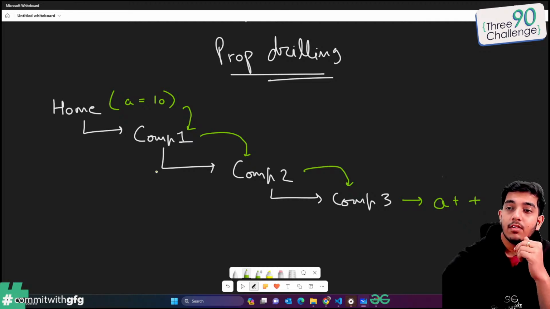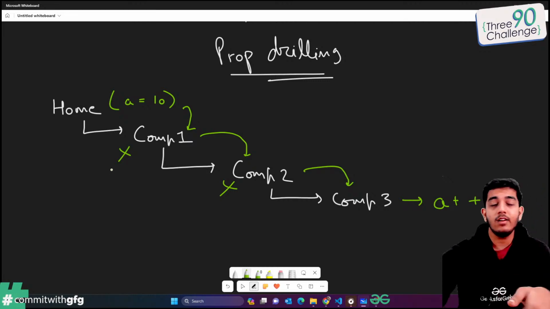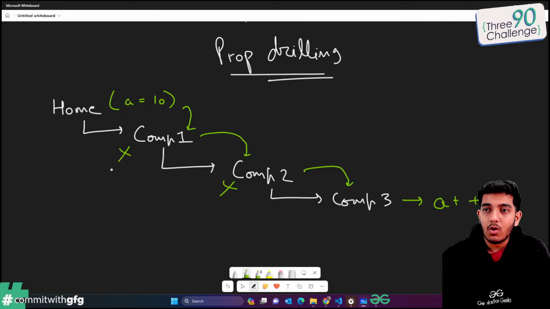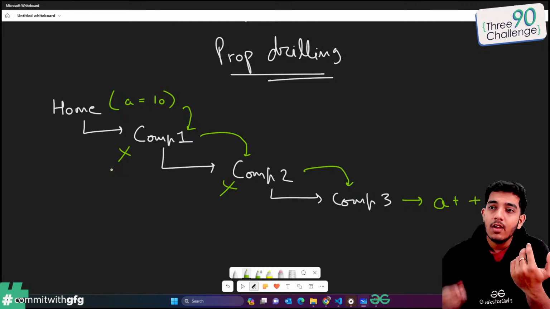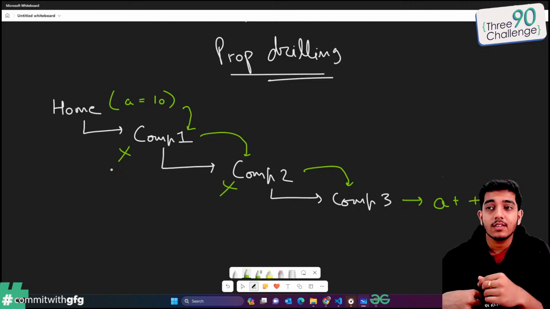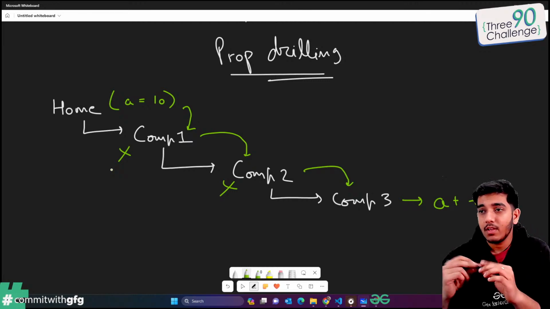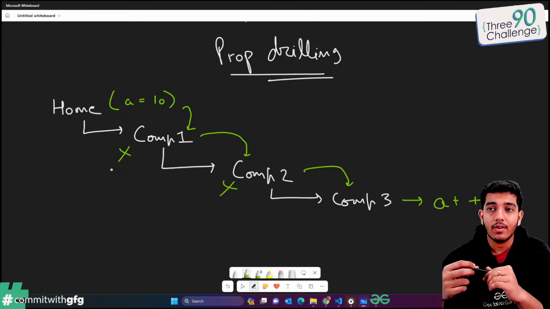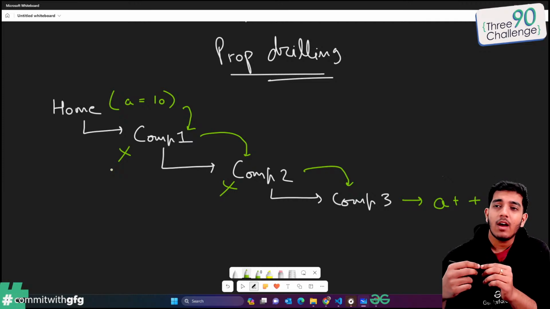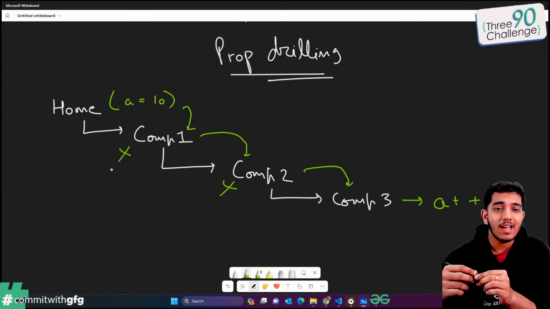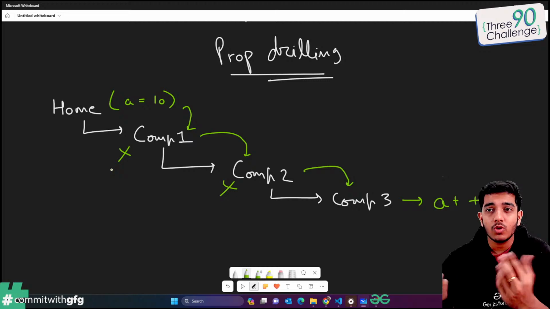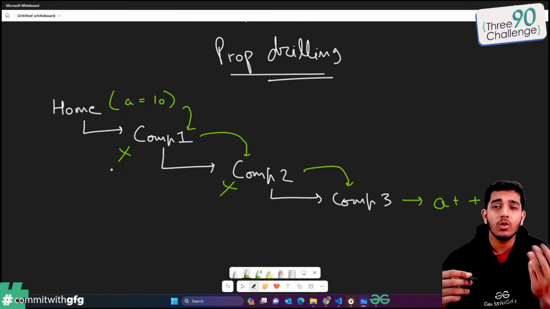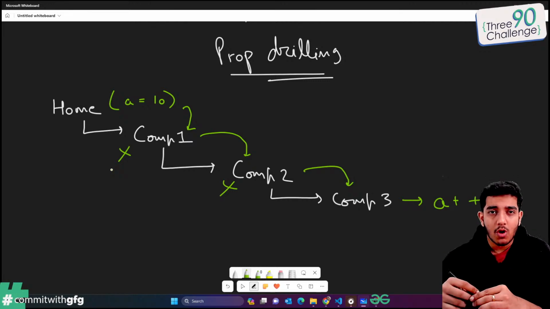You can see that component 1 doesn't require a, component 2 doesn't require a, but still you are sending the extra props. Component 1 is getting a for no reason, component 2 is getting a for no reason, and component 3 uses a. So that's also some wastage of storage, and you are giving unnecessary load to your components. This is the problem of prop drilling.